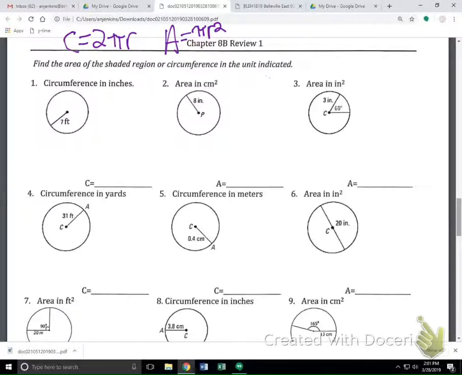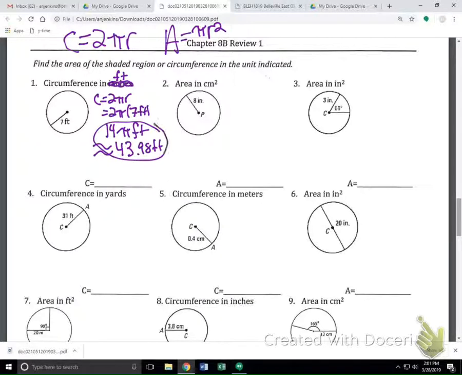Wait a minute, wait. When did we learn? What we're doing is we do C equals 2 pi r. 2 pi, my radius is what? 7 feet. Once again, it tells you they want it in inches. I'm okay with it just being in feet. So 7 times 2 is 14 pi feet. What is 14 times pi? 43.98 feet. Circumference is the perimeter of a circle, just a different name. So it is not square. We just leave it as feet.